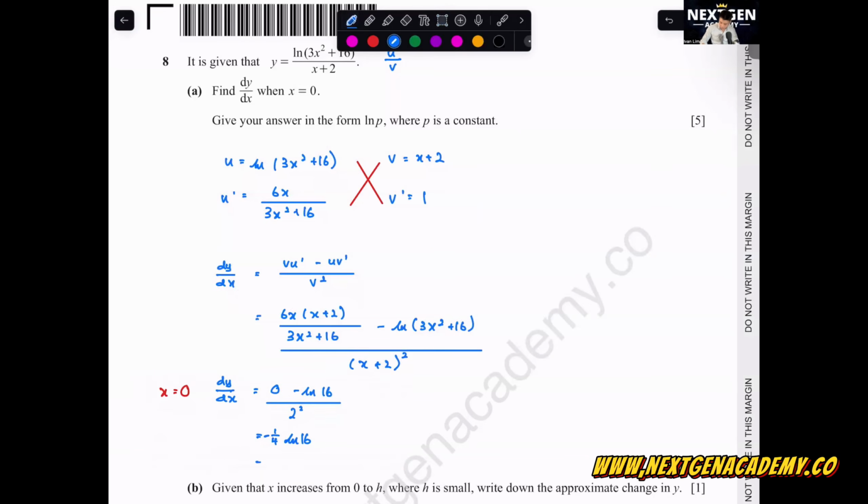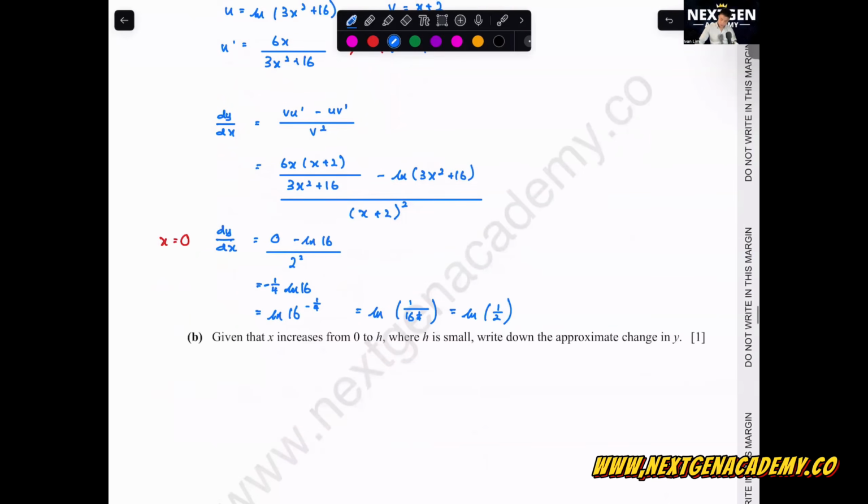Then from here, we will get ln 16 to the power of negative 1 over 4. What is 16 to the power of negative 1 over 4? We will get ln of 1 over 16 to the power of 1 over 4, which is ln 1 over 2. You need to write it into this form. You cannot leave it in negative 1 over 4 ln 16. Okay? Okay, the next one.